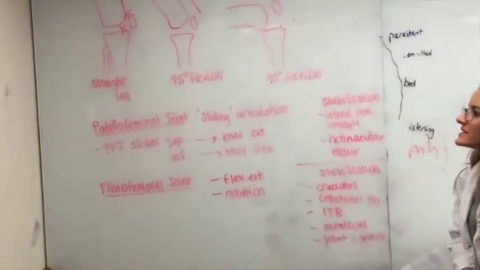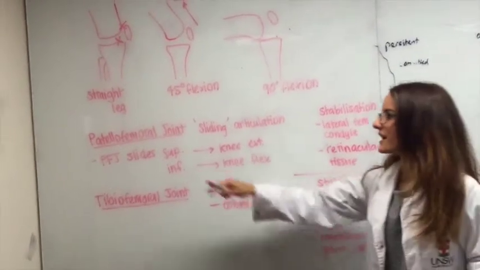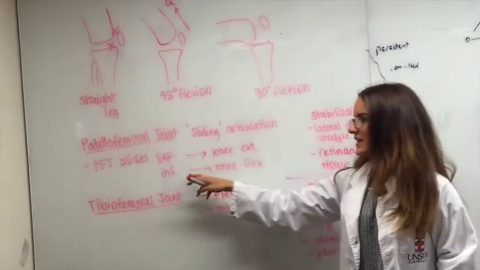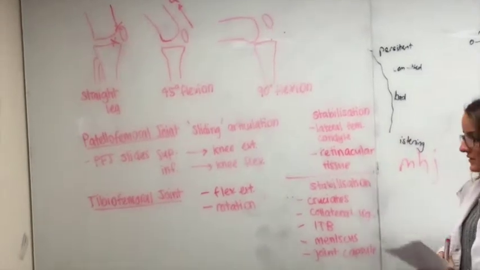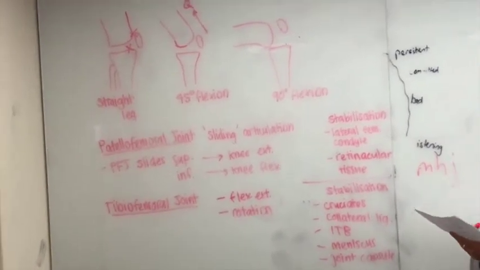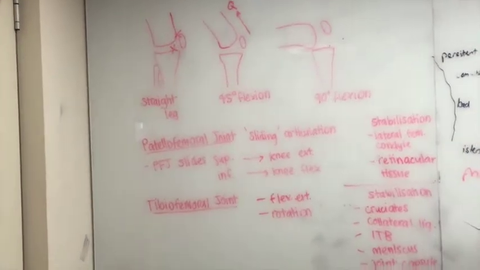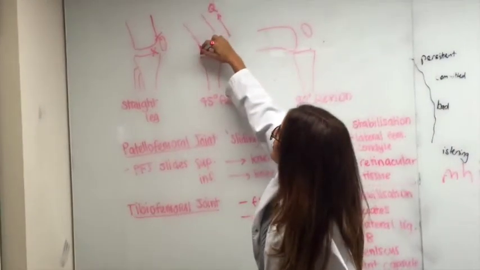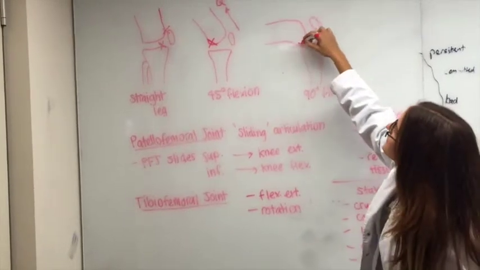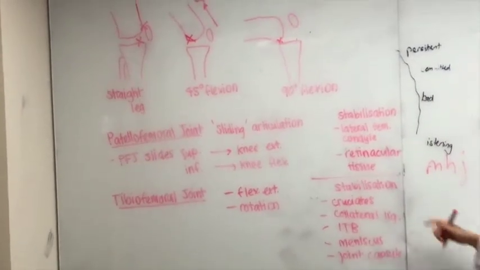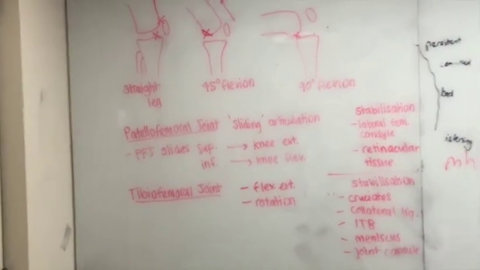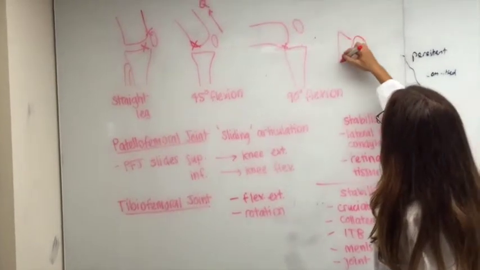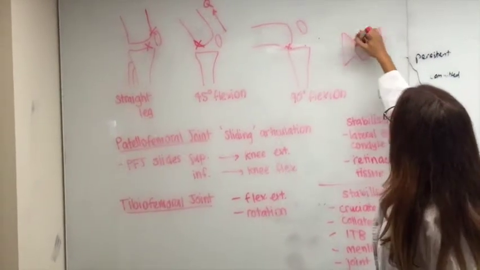There are two joints: one at the patellofemoral joint and one at the tibiofemoral. The patellofemoral joint is a sliding articulation that slides superiorly when the knee extends and inferiorly when the knee flexes, and is stabilised by the lateral femoral condyle. This rounded aspect of the distal end of the femur acts as a bony block to limit lateral motion during knee flexion. It is also stabilised by the retinacular tissue, which is found medially and laterally stabilising the patella.